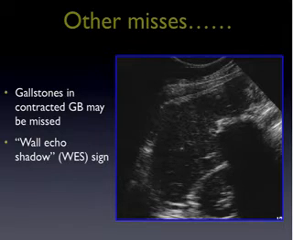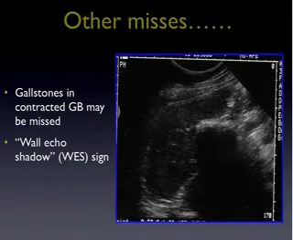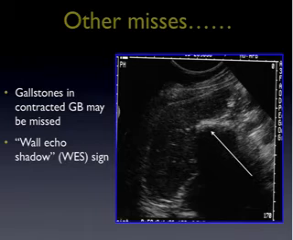Some other misses would include gallstones in a contracted gallbladder. This is really difficult because you never see the anechoic lumen of a gallbladder. Instead, all you end up seeing is a bright white line with some dark shadowing just beneath that. This is wall echo shadow, the WES, West sign. The arrow indicates the contracted gallbladder with the stones as well as the acoustic shadowing.